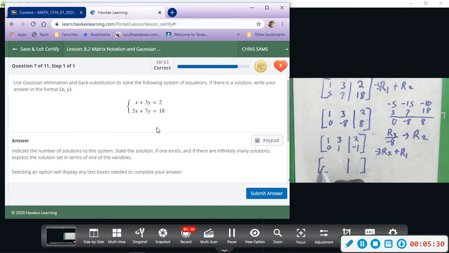So row 2 is not being affected because we're manipulating row 1 right now, or trying to add it to row 1. So I'm multiplying by -3. -3 is 0. Add it to 1 is still 1. -3 is a -3. Add it to 3, that gives us 0. -3 gives us a +3. Add it to 2, that gives us 5. Okay, so here's our augmented matrix.